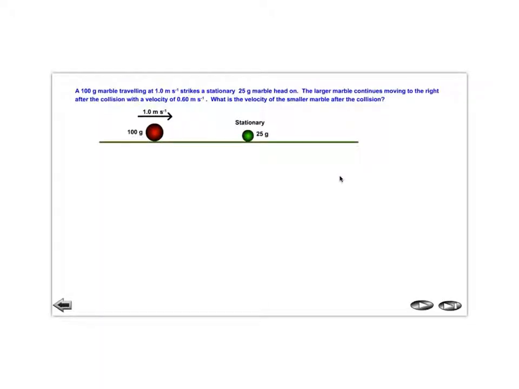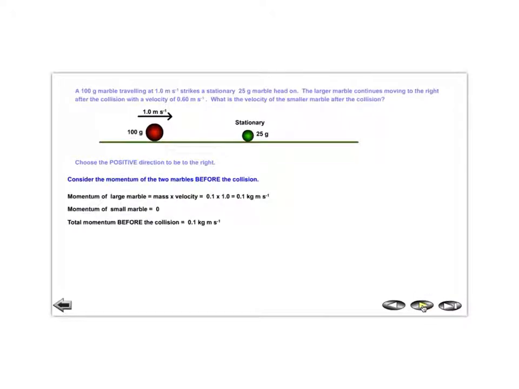Let's look at another worked example, and this one where they're not stuck together. We've got a 100 gram marble which strikes a 25 gram marble. So once again, choose positive direction to be to the right, and the momentum of the large marble beforehand is 0.1 times 1. 0.1 is 100 grams divided by 1,000, giving you 0.1. The other one isn't moving, so total momentum before is 0.1 kilogram meters per second.